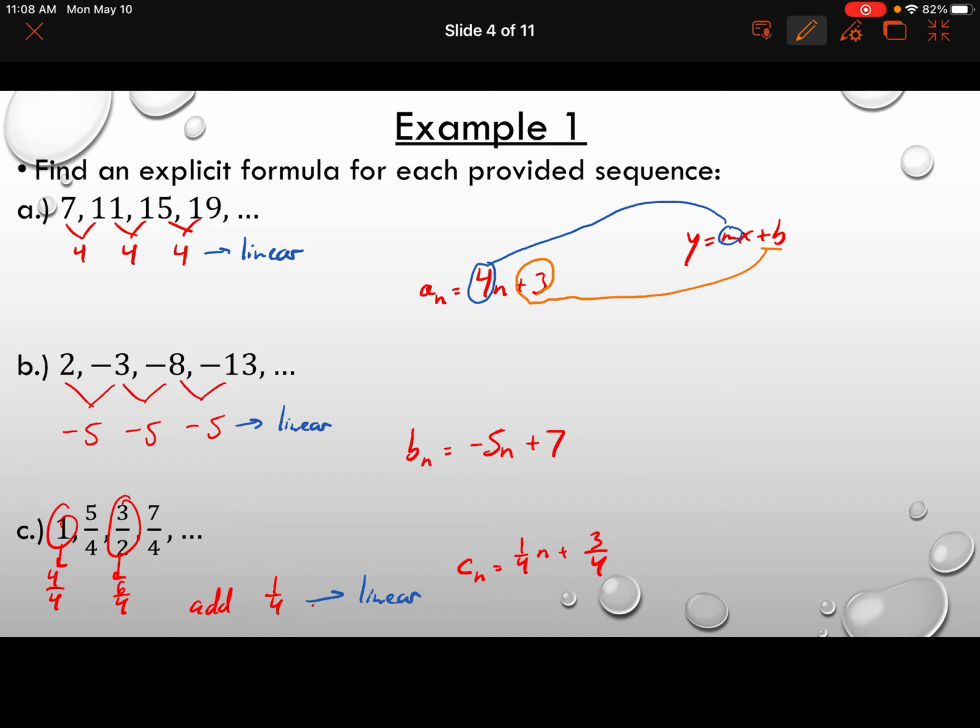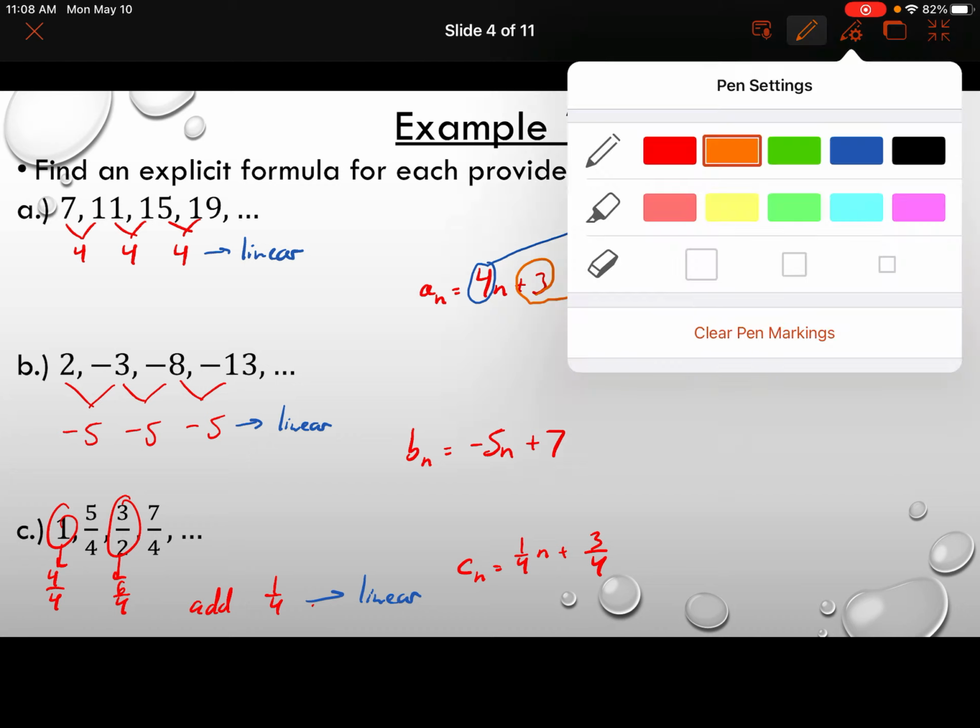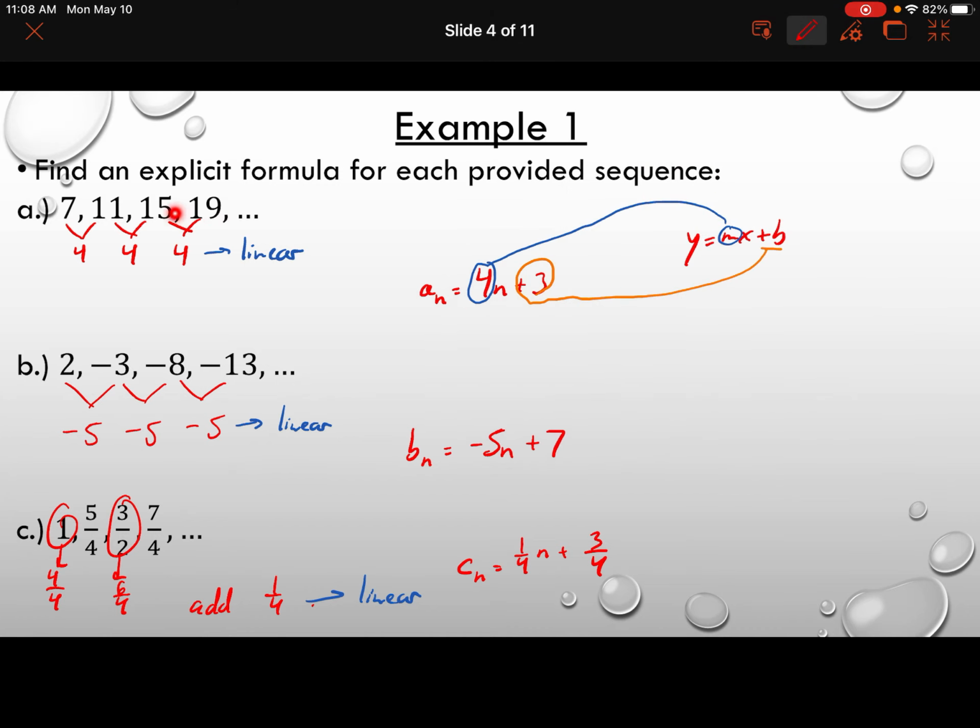Well, it actually corresponds to the term before the first term. So for example, we have 7, right? Well, if we did this pattern backwards, what would be the number before 7? Well, let's see, 19, 15, 11, 7. So that means the one before should be 3, because I would subtract 4 to go backwards. So that is where that plus 3 came from. And then for part B, let's see, negative 13, negative 8, negative 3, 2. So that means the one before that would be 7, if we went backwards. So instead of subtracting 5, we would add 5 to go backwards.